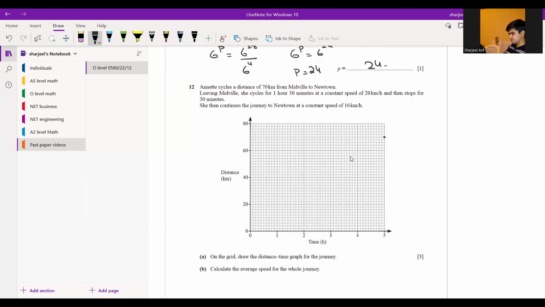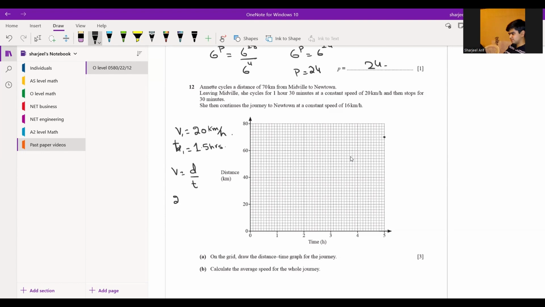So for the first part, she cycles for 1 hour, 30 minutes at a constant speed of 20 kilometers per hour. We have a distance time graph. So first we have to find the distance covered during the first 1.5 hours. The speed is mentioned in kilometers per hour, but the time is in minutes, so we have to convert it into hours. So we will write t1 equal to 1.5 hours. Speed is equal to distance over time.